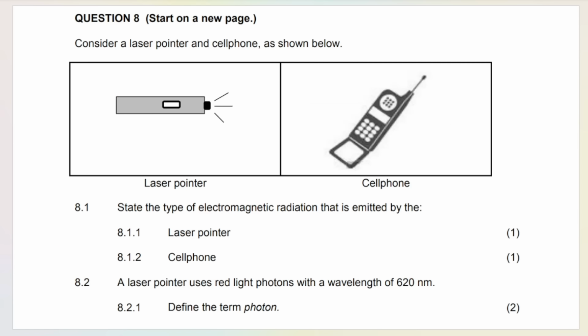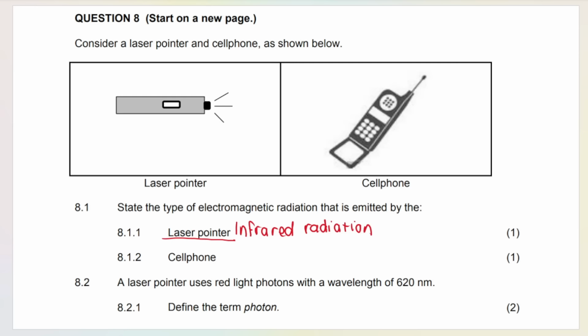Right. Our next question. Consider a laser pointer and a cell phone as shown below. State the type of electromagnetic radiation that is emitted by the laser pointer. So again, this is theory questions that you can memorize, you can study. And that is, for a laser pointer, it is infrared radiation, which has quite a high frequency and therefore a high energy, which is why you shouldn't shine lasers in people's eyes.